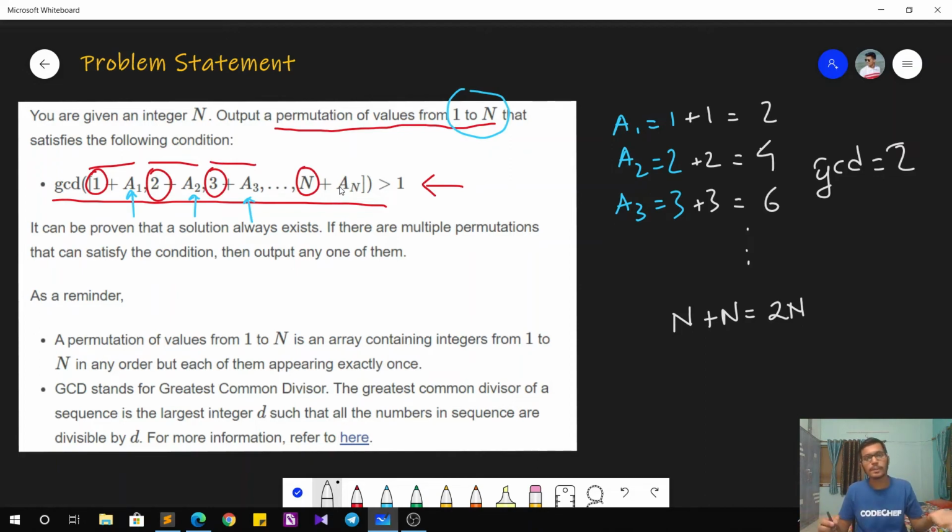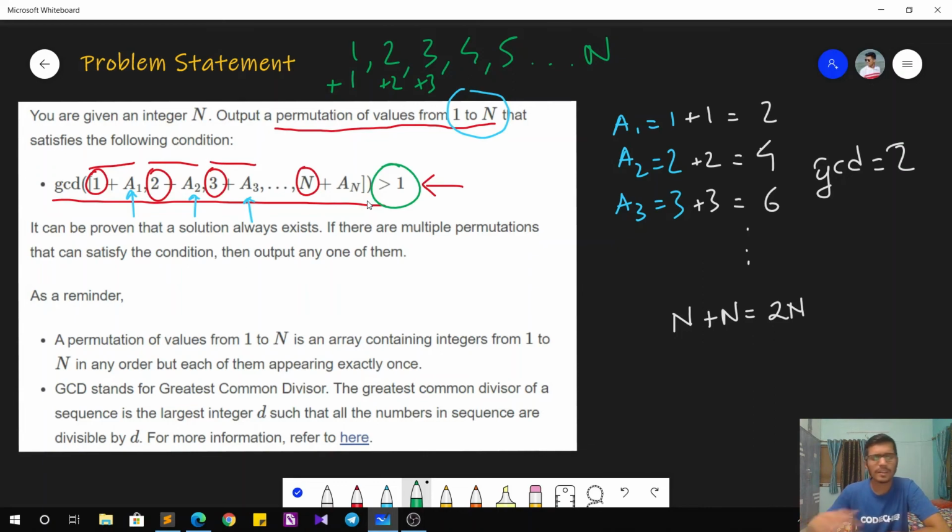So we can simply output the same sequence as the permutation. In any case, we just take the input n and set the permutation as 1, 2, 3, 4, 5 all the way up to n. These numbers are added with themselves, that is 1 plus 1, 2 plus 2, 3 plus 3, and so on. So they generate even numbers and their GCD eventually comes out to be 2, which is definitely greater than 1. So that solves our problem.